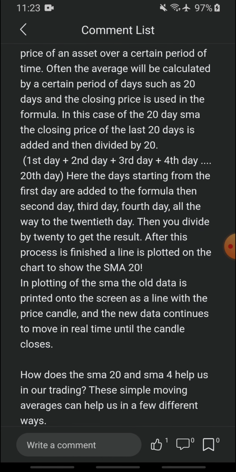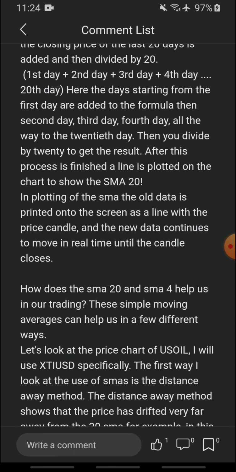Often the average will be calculated over a certain period, such as 20 days, which is the simple moving average 20 or SMA 20. It's calculated by using the last 20 days' closing prices. The formula works like this: the first day's closing price plus the second day's closing price plus the third day's closing price, fourth day, fifth day, sixth day, all the way up to the 20th day. You add them all up and divide by 20. That gives you the average price, and that line is then plotted on your screen, and that's what the moving average is.